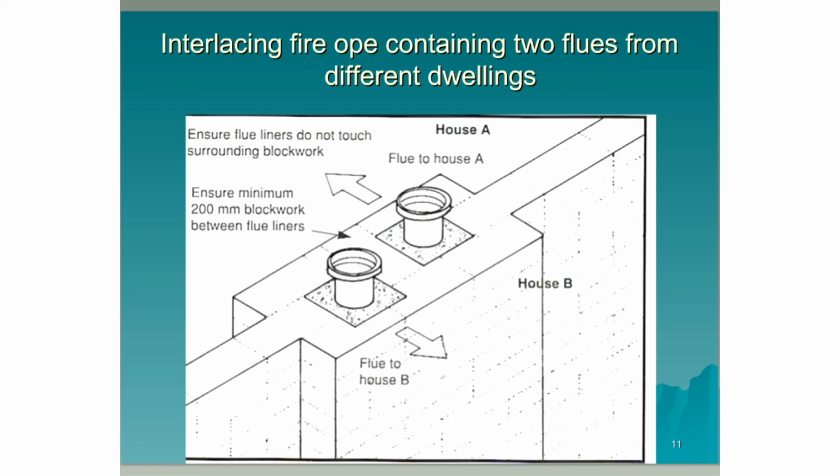Here's a diagram of an interlacing fire ope containing 2 flues from different dwellings. We can see we have house A and house B. The mid-feather wall separating the 2 flue liners has to be a minimum of 200 mm thick to ensure that no fire spreads from one house to another.